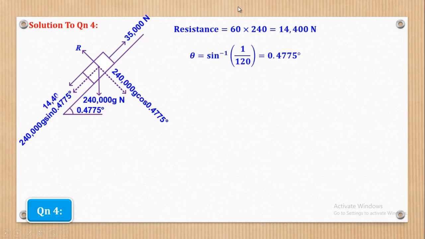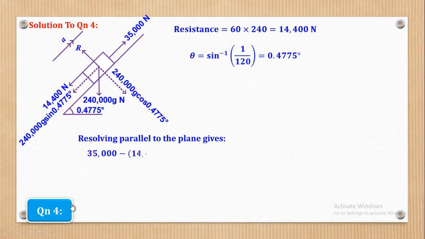Then the resistance, as we calculated here, was 14,400. So we also come and show it here. Then you also have to show the acceleration to show the direction of motion of that particle. Now that you have shown the first diagram, we shall now go and resolve parallel to the plane. So parallel to the plane, we shall say this minus these two forces will be equal to ma.